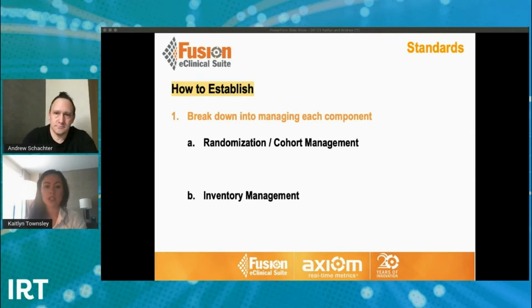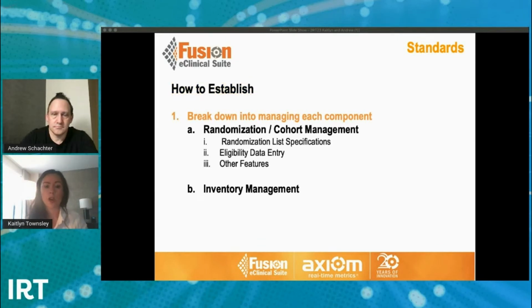So when we're looking at developing those standards, we want to look at each of the different components of RTSM. So the randomization cohort management piece, as well as the inventory management piece. On the randomization cohort side, are there different ways that we can streamline how our randomization list specifications are set up? If the formats are the same, if they always use the same variables, how we list that out, who produces it, how it's provided to our vendors.